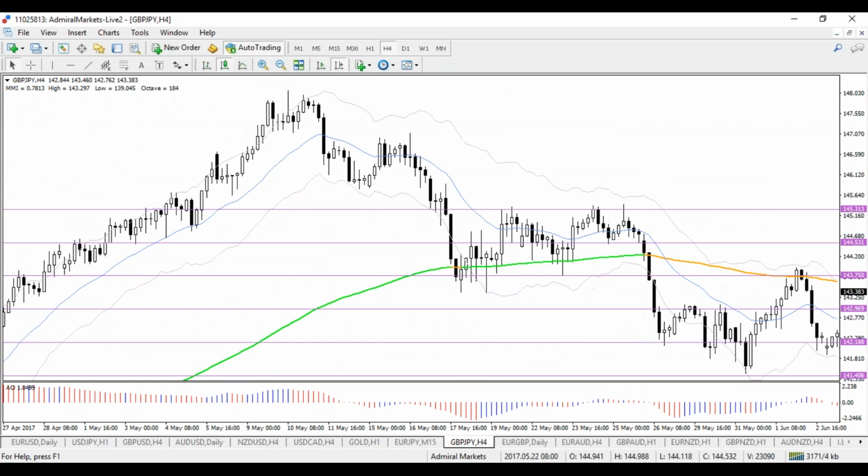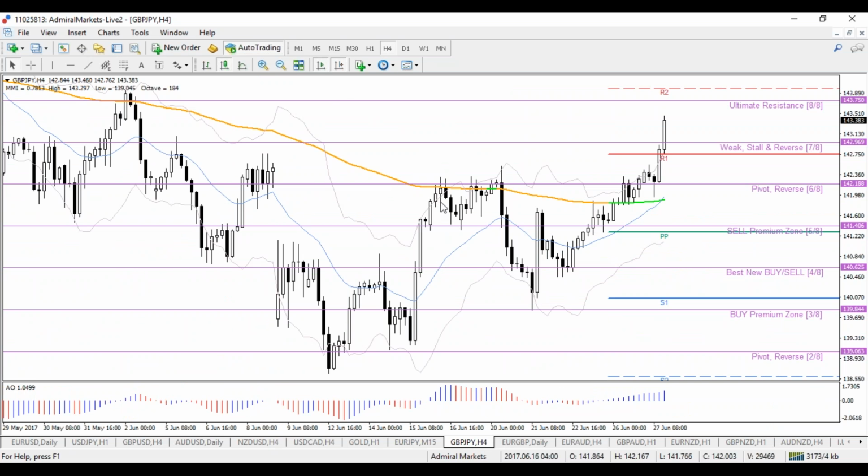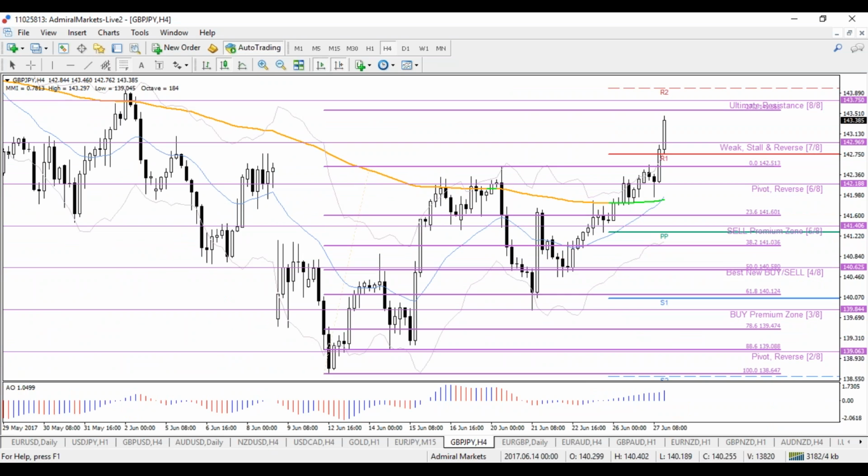Pound yen also moving up to the upside as explained last week. I put a fib from here to here. Does anyone remember this fib? I remember I was talking about 5 waves up, and after an ABC correction, there's a good chance of price finding support at either one of these 4 fibs.